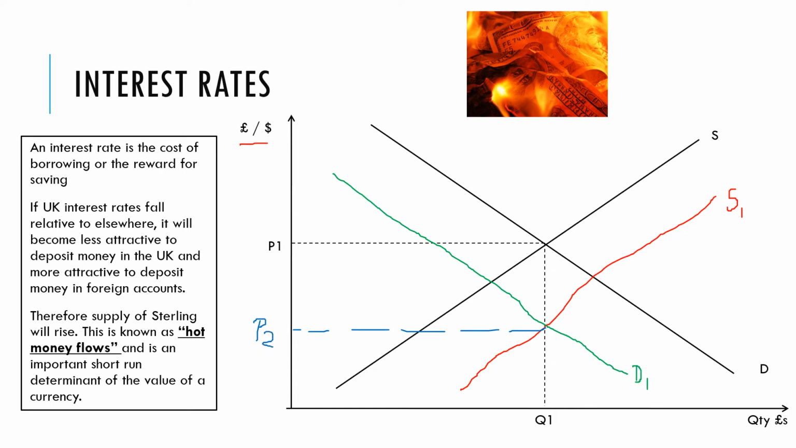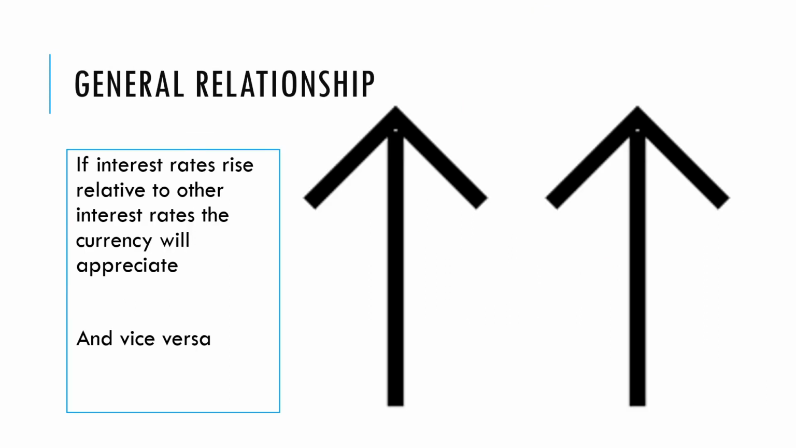So the general relationship here is that if interest rates rise relative to other countries, the currency will appreciate, and obviously vice versa. If the interest rates fall, and this is the important bit, relative to other interest rates, then the currency will depreciate.